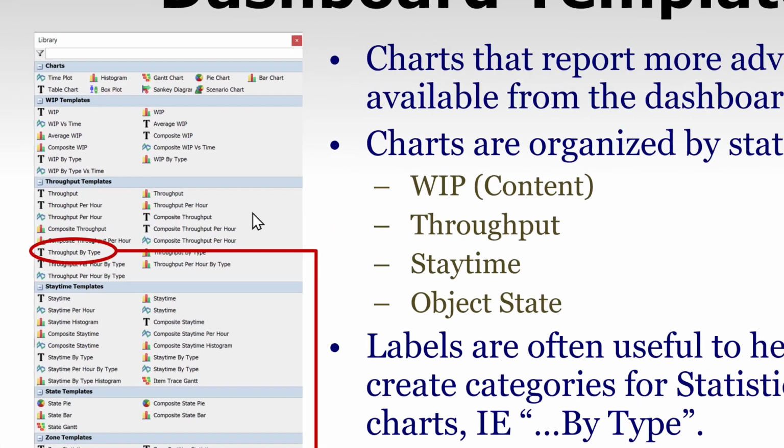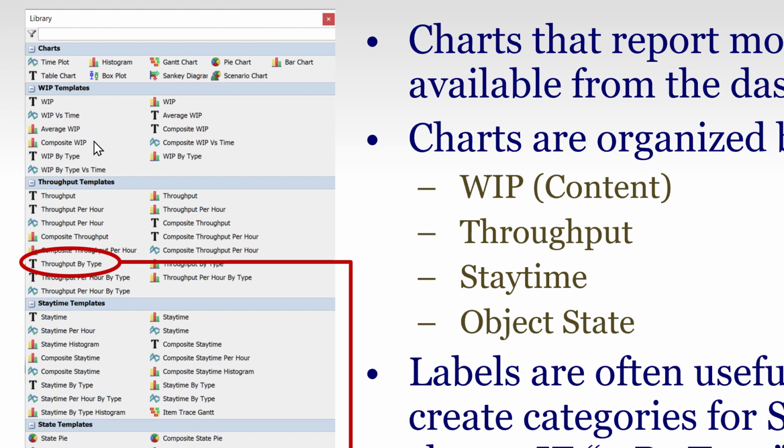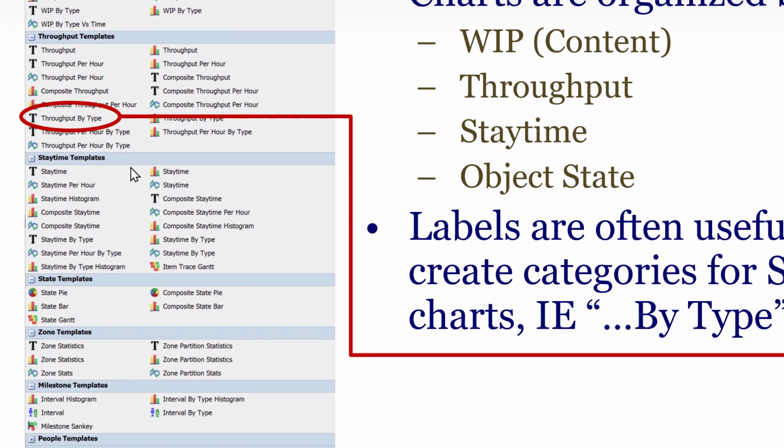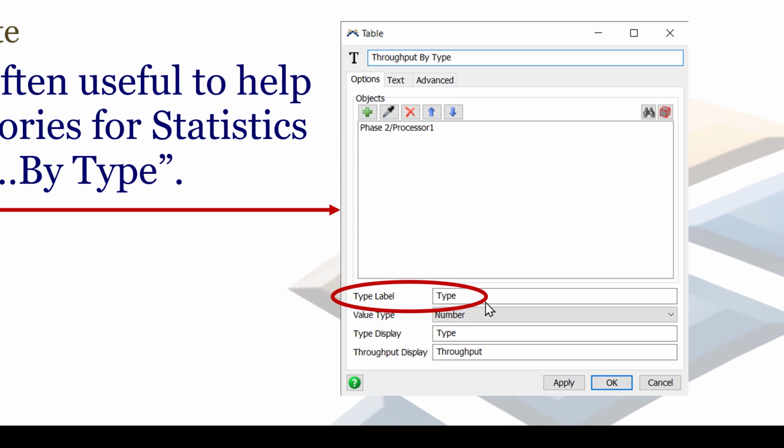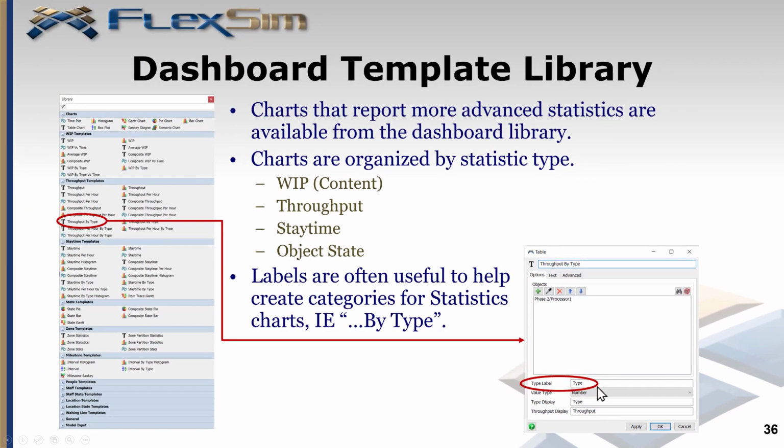During this course, we will typically just use one of the chart templates that are available to you. Charts are organized by the type: WIP for work in process, throughput templates, date time templates, state templates, zone templates, milestone templates, etc. We saw how we could use labels in phase 2 of the model to create categories for statistic charts. Like we used the label type, remember, to categorize our graph according to those items, getting the throughput of those items that had been reworked versus the number that did not need rework.